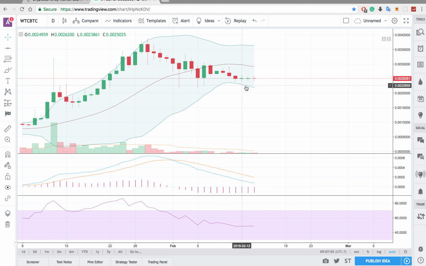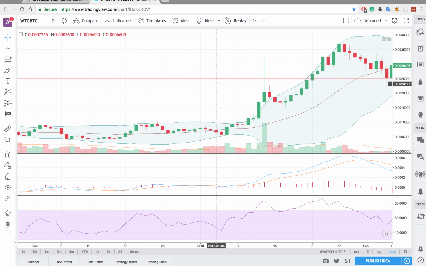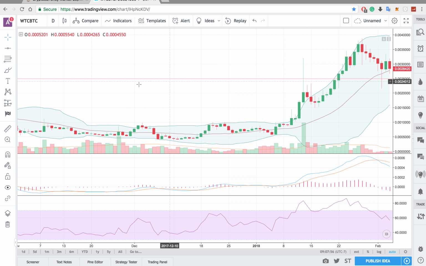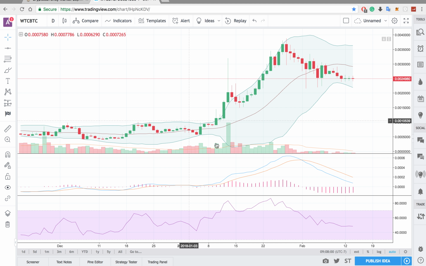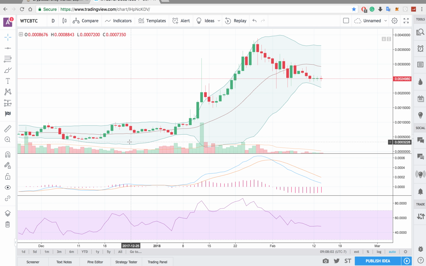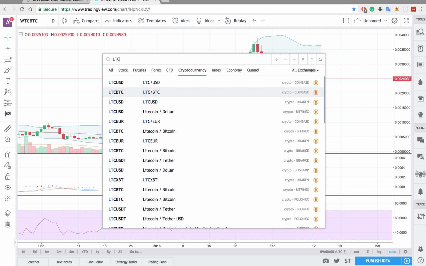But as you can see, it's hanging around the bottom Bollinger Band. And right here, it gets really thin and boom, it breaks out. You can see the Bollinger Bands get really thin because the price is coiling. So I'll show you another good example. Let's look at Litecoin.